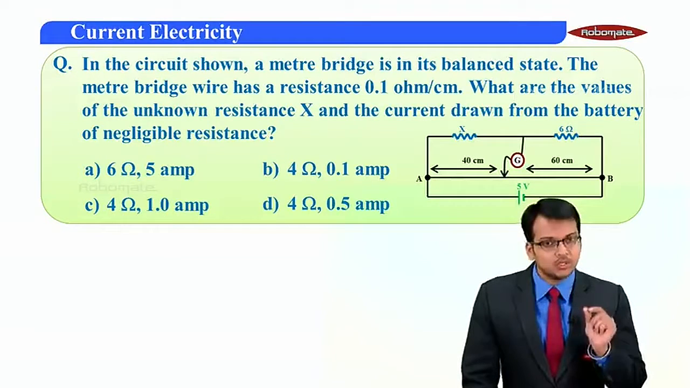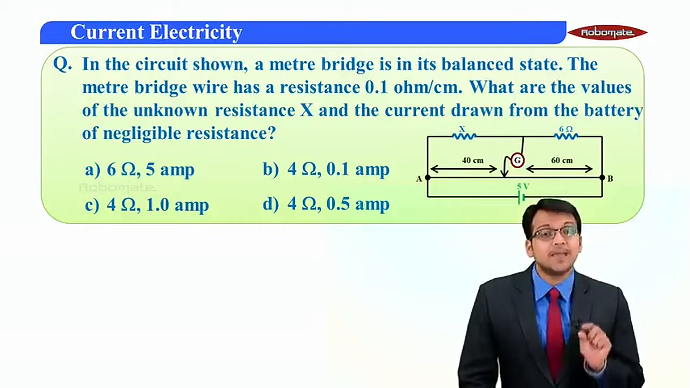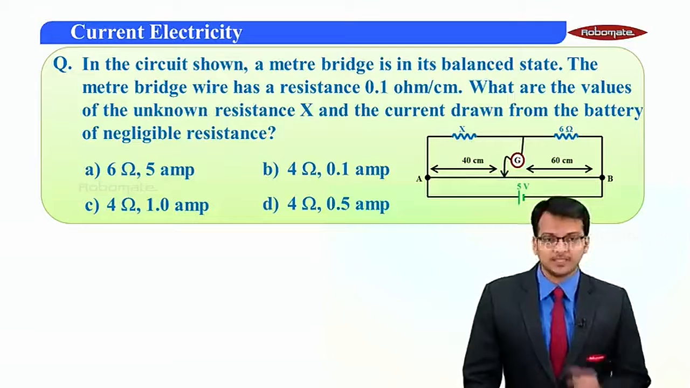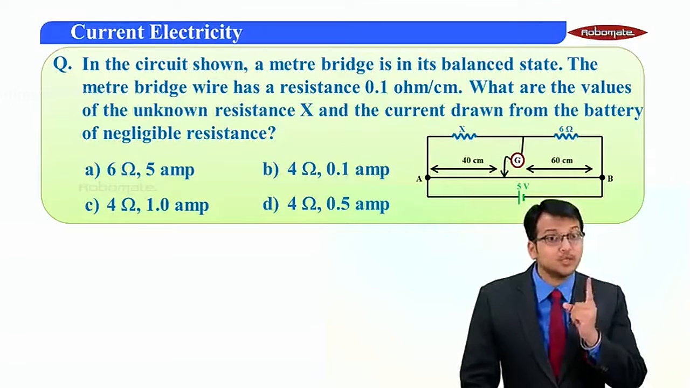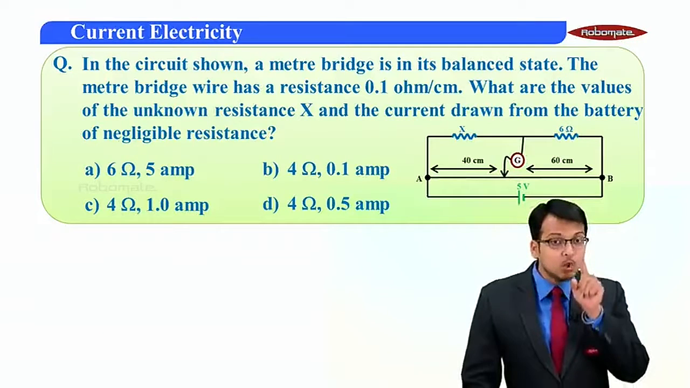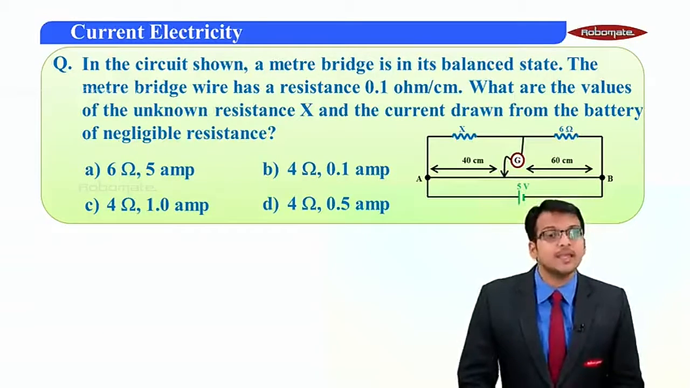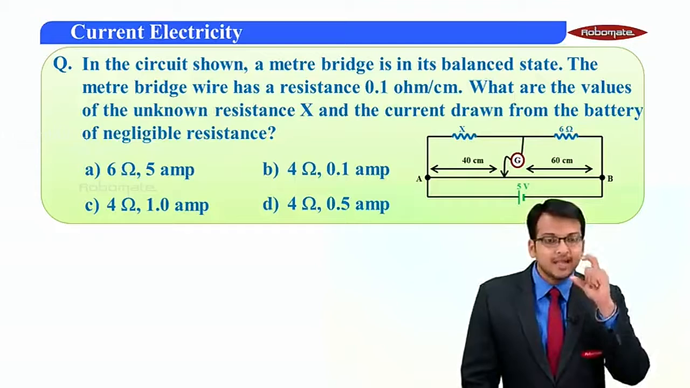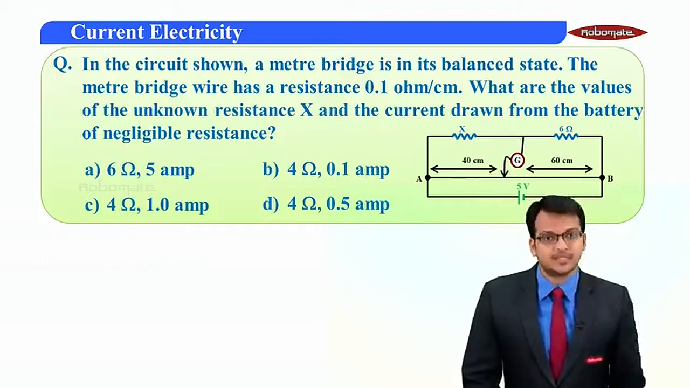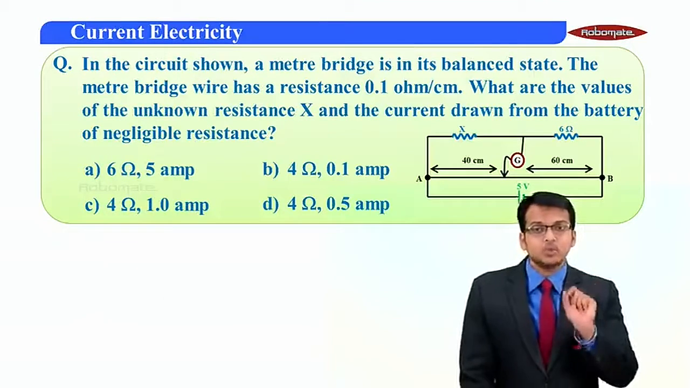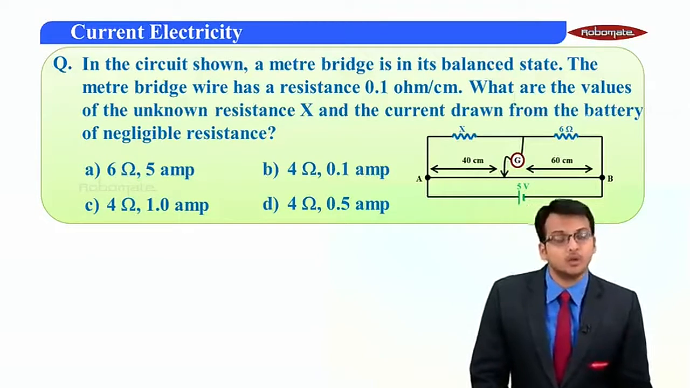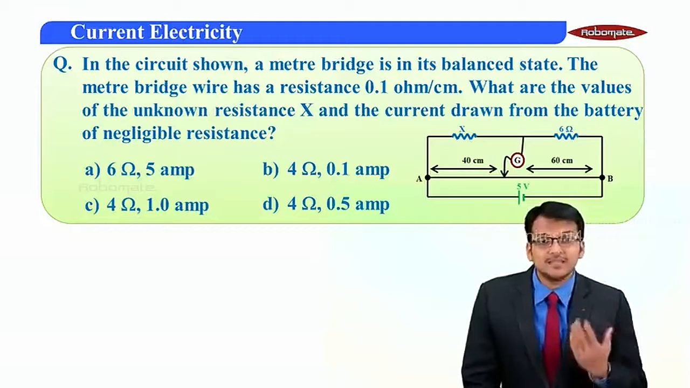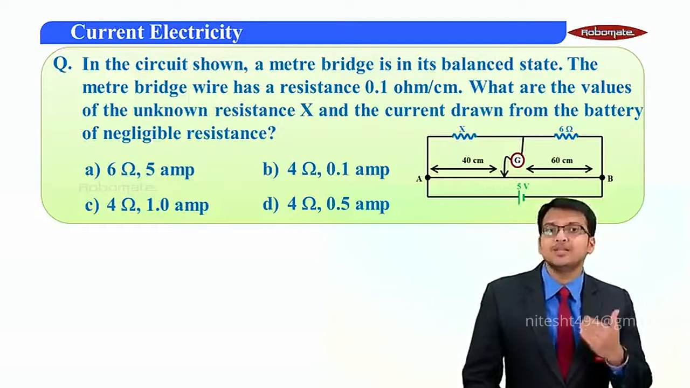In the circuit shown, a meter bridge is in a balanced state. That means the given circuit is balanced. Again, can I say that the galvanometer will show null deflection? That means no current will pass through the galvanometer, which implies that the galvanometer is actually an open circuit. The meter bridge wire has a resistance of 0.1 ohm per centimeter. That means sigma is given to me, the resistance per length.